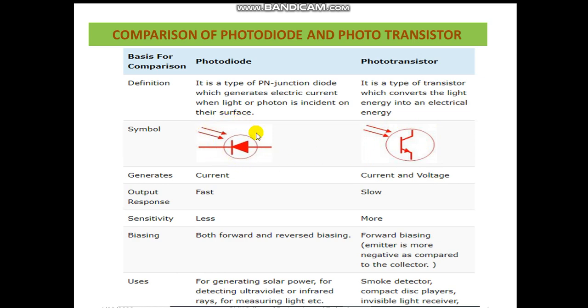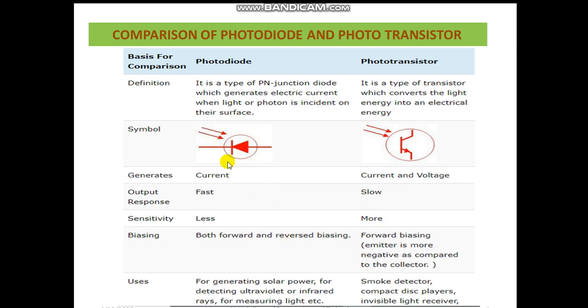What is the output response of the diode? It is very fast because it has only 2 layers. Since the transistor has 3 layers, the response will be a little less when you compare it with the photodiode. What about the sensitivity? Sensitivity is less. That is how fast it behaves when the light falls over the device. That is called sensitivity. But in the case of phototransistors, the sensitivity is very high. So this is also one of the reasons, that is how fast it generates the output current.